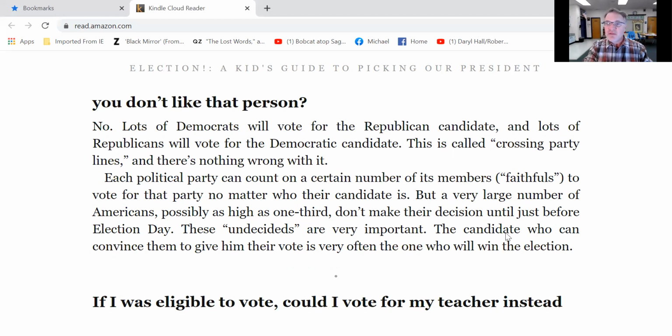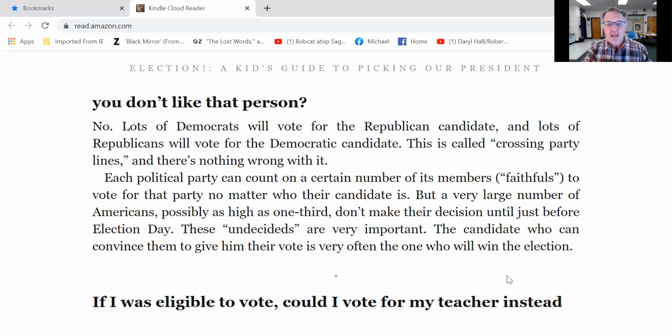These undecideds are very important. The candidate who can convince them to give them their vote is very often the one who will win the election, and especially if they can do that at the last minute. And that's why you're bombarded with all of these names and commercials so that you have this recognition of their name when you go in there. And for some reason, people that recognize a name are more likely to vote for that person based upon nothing else other than, I recognize that name because you saw it in commercial after commercial. But that's how it works.